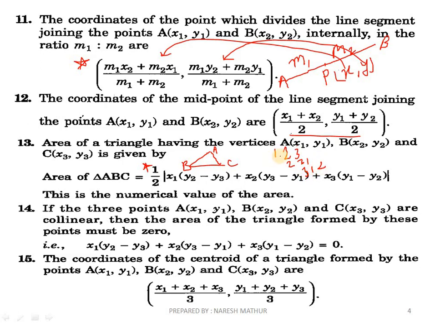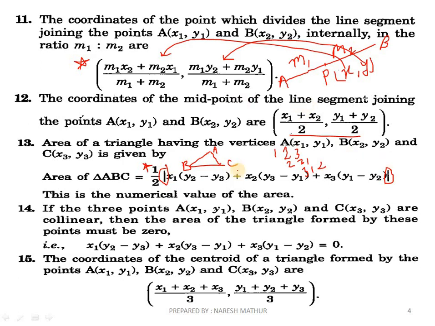Okay, x1 (y2 minus y3), x2 (y3 minus y1), x3 (y1 minus y2). So by this you can learn this formula. One more important thing, this is called the modulus. We can generally use a bracket here, but these are actually modulus. Modulus always gives a positive value. Now, the area of a triangle, or the area of any shape, can't be negative, right?